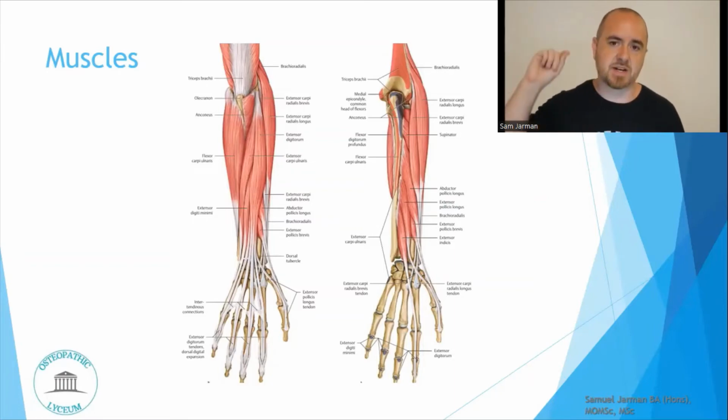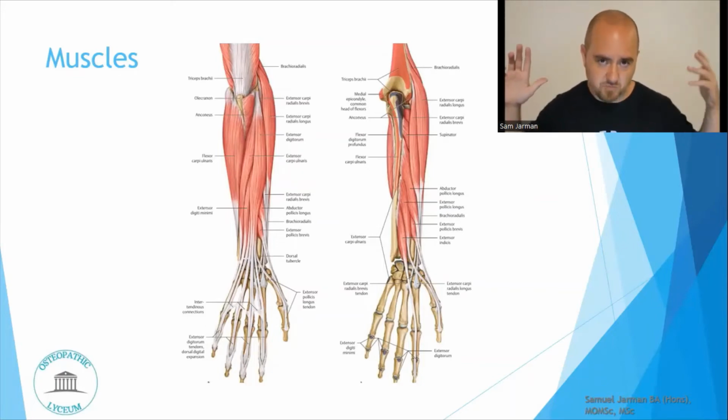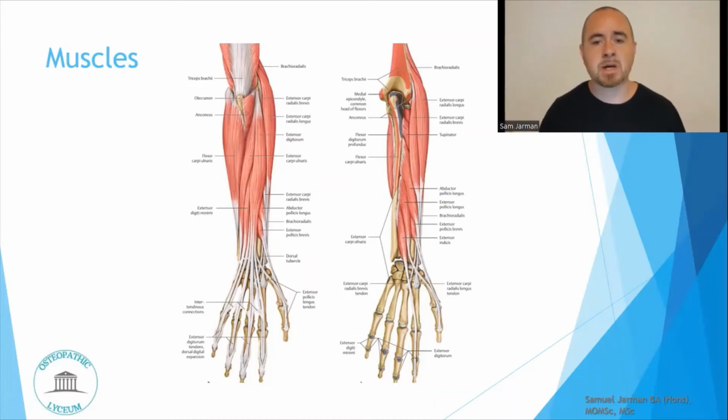And again, instead of picking apart all of the names of the muscles, generally speaking, if it's got radial on it or radialis, it's going to be a radial deviator or an abductor. If it's got ulnaris, it's going to be an ulnar deviator or an adductor of the radiocarpal joint.